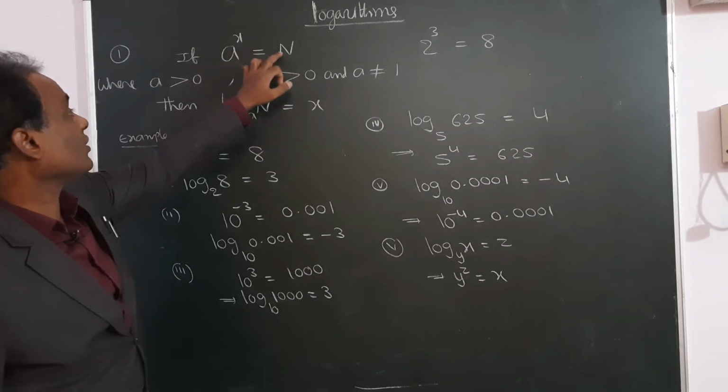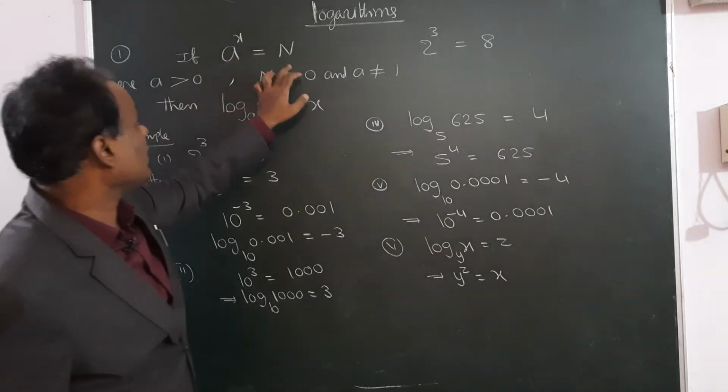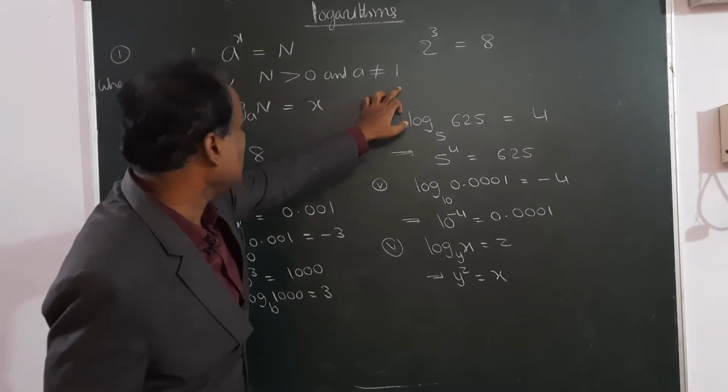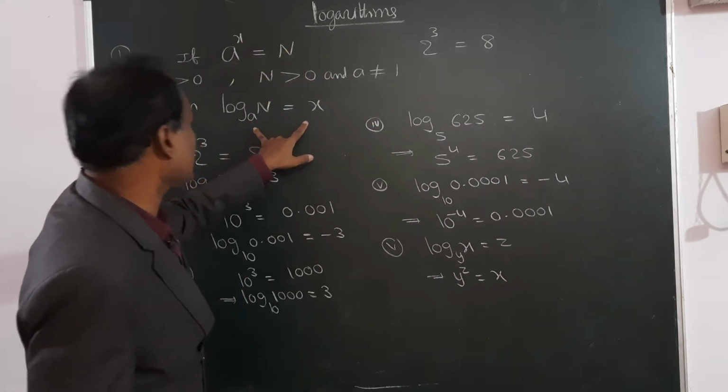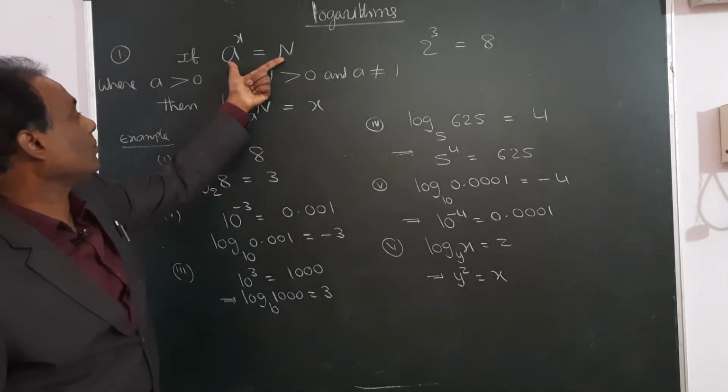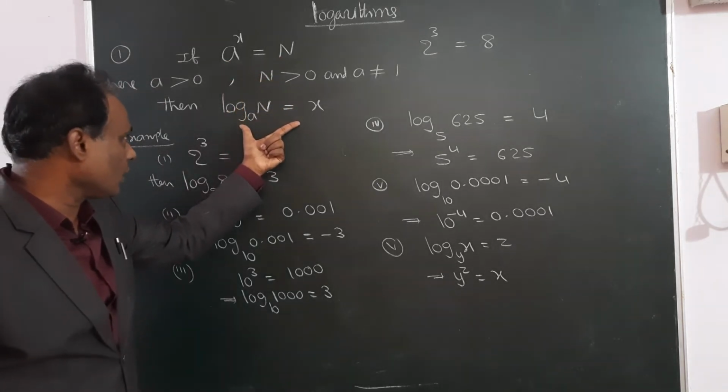If a power x is equal to n, where a is positive, n is positive and a is not equal to 1, then x is called the logarithm of n to base a. This is the logarithm definition. So that means exponential form can be converted into logarithmic form.